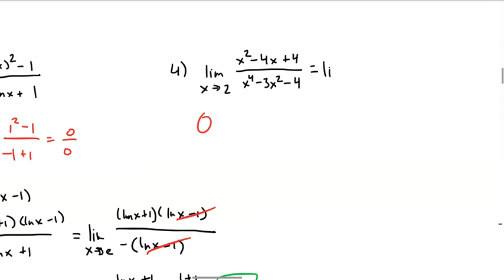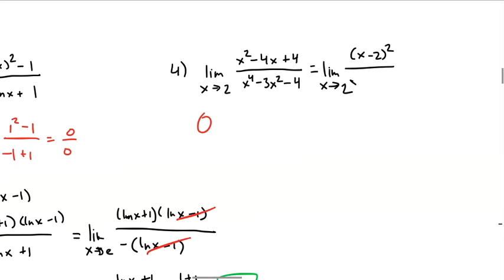So we have the limit as x goes to 2. And to factor out my numerator, I'm looking for two numbers that when multiplied together will give me positive 4, and that when added together will give me negative 4. And those two numbers are negative 2 and itself, because negative 2 times negative 2 is positive 4, and negative 2 plus negative 2 is negative 4. So the top actually factors out to (x minus 2) squared.